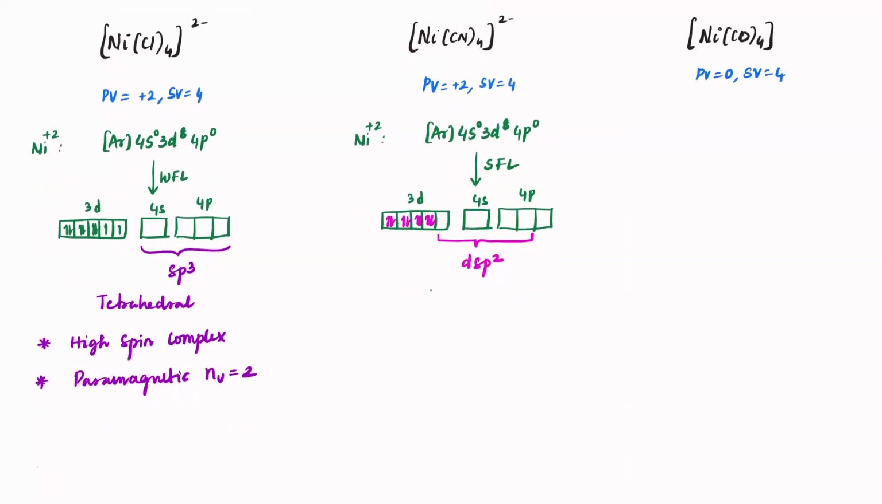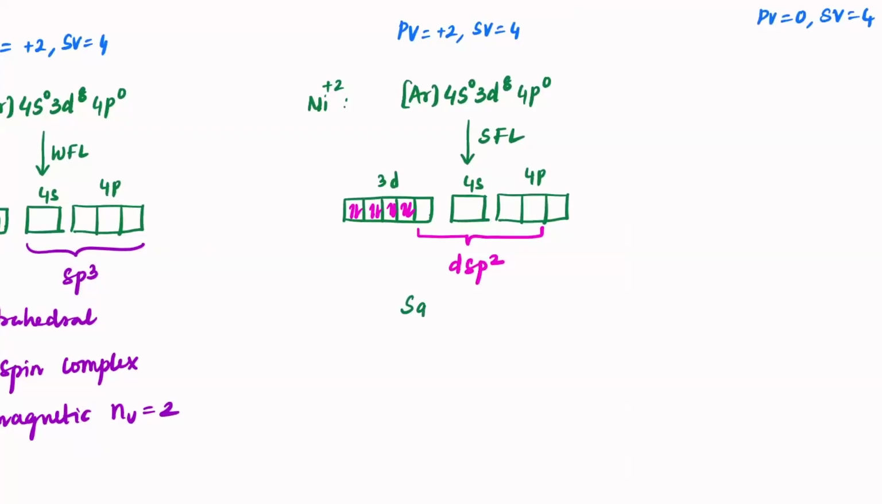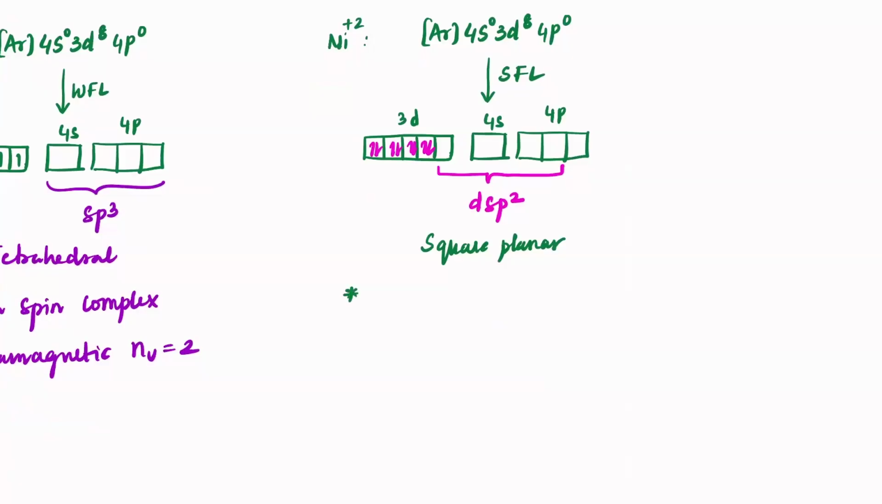Which makes it a dsp2 square planar case. So this is a square planar geometry, and now the number of unpaired electrons has decreased. That makes it a low spin complex. The number of unpaired electrons has now become 0, and it is also a diamagnetic complex now.